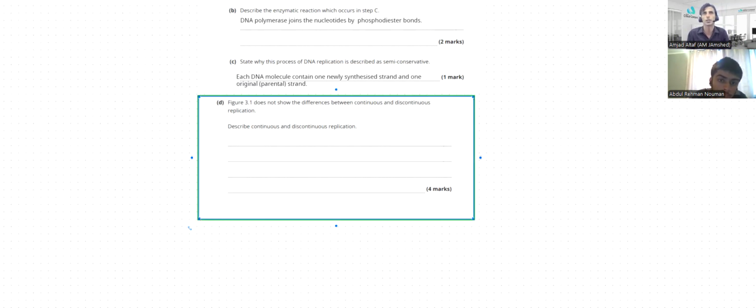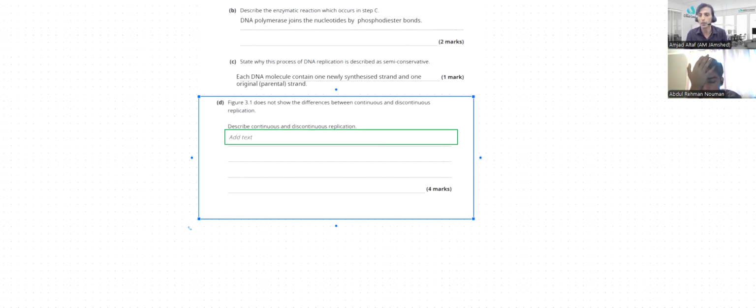So definitely half of the weightage you have to give for the continuous and half of the weightage you should give to the discontinuous replication. The continuous and discontinuous, yes. If you remember the process of replication, at one end there was a leading strand and there was a lagging strand. The leading strand was where DNA polymerase can add nucleotides in the same direction as the replication fork is moving. That was smooth and without any interruption, right?